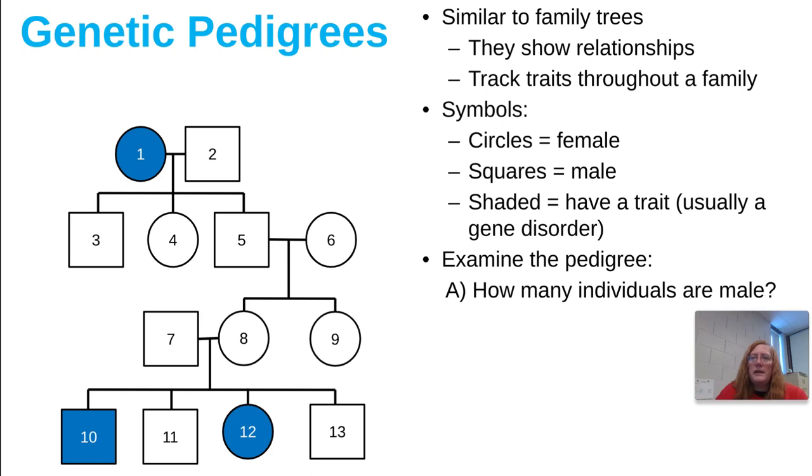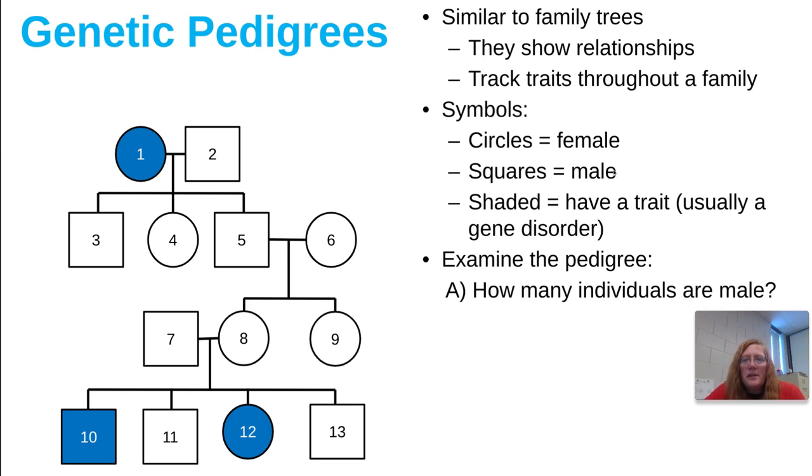Okay, they track the traits through the families. If you did not know this, this is a point where you definitely want to write it down: the circles are females, the squares are males. Shaded means that's a trait that we're following. In the case of what we were doing the last couple days, it was albinism. Always when we're looking at a pedigree, we want to figure out how many are this and how many are that. So let's look at this one.